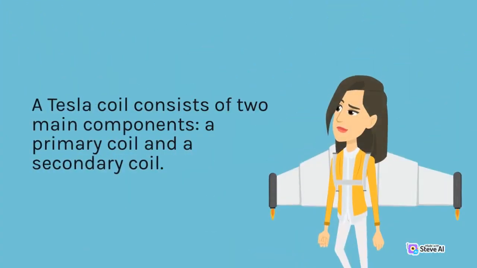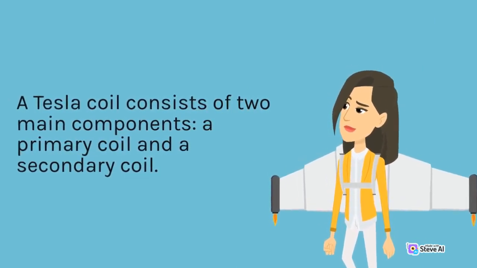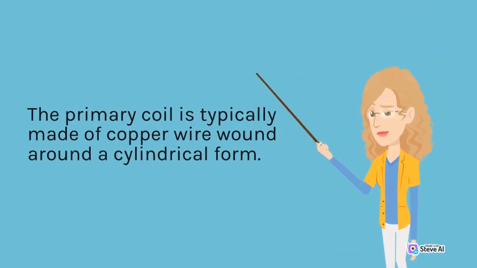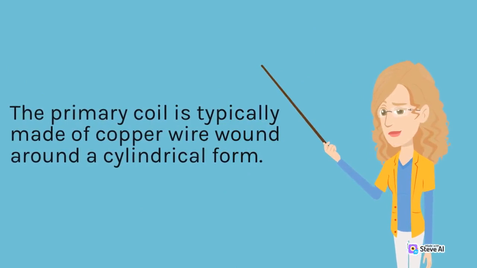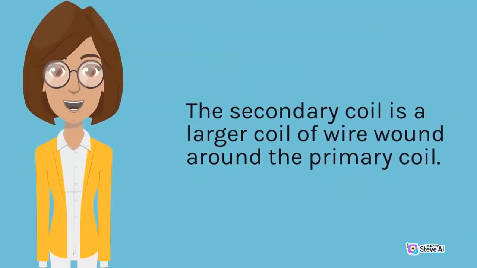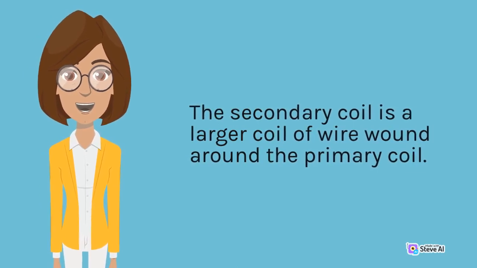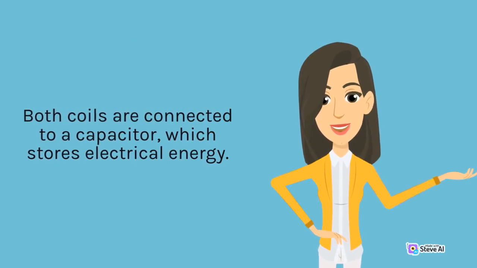A Tesla coil consists of two main components, a primary coil and a secondary coil. The primary coil is typically made of copper wire wound around a cylindrical form. The secondary coil is a larger coil of wire wound around the primary coil. Both coils are connected to a capacitor, which stores electrical energy.